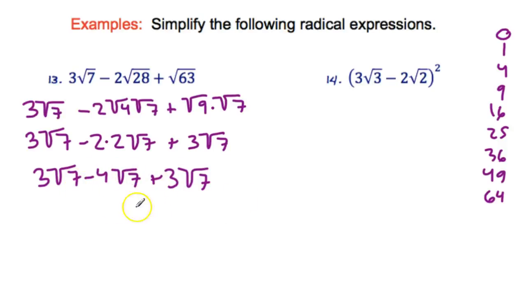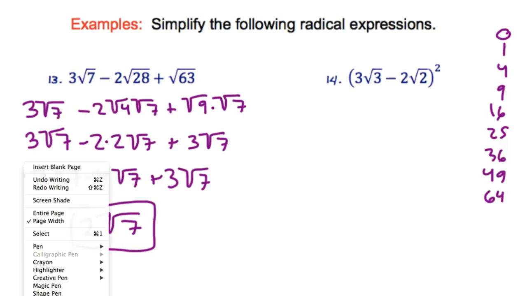They all have the same radical, so my answer will have a square root of 7 at the end. So I have 3 minus 4 plus 3. Well, 3 minus 4 is negative 1. Negative 1 plus 3 is 2. So my answer is 2 radical 7.